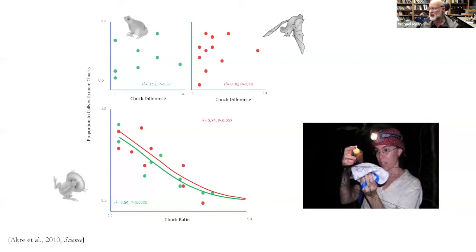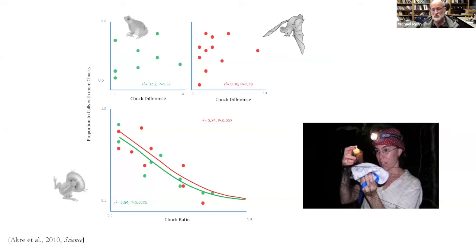This is Rachel Page. She's a former PhD student of mine, but now she's a scientific staff member at the Smithsonian Tropical Research Institute. So Rachel conducted the same experiments with the bats. If we look on the top right, the difference in the number of chucks only explains 8% of the variation in the bat's response. The ratio of chucks in the bats explains 74% of the variation.